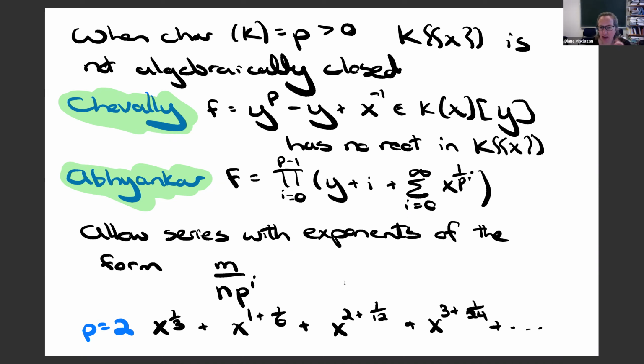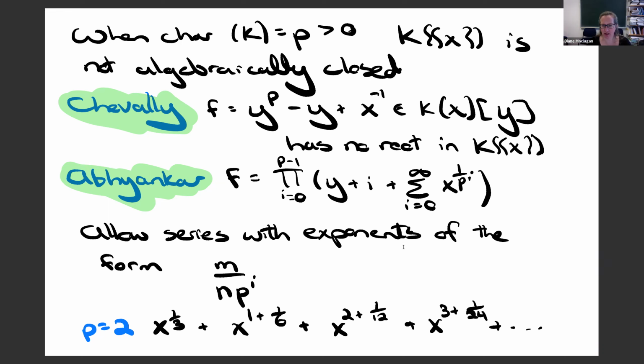Then Abhyankar pointed out that if I relax my definition of Poisson series a little bit, then I would get roots. In particular, this f factors as the product of y plus, as i varies, a sum of x to the 1 over p to the i. So if p were 2, this would be x to the half plus x to the quarter plus x to the 8th plus x to the 16th, etc. This is not a Poisson series, because for any given Poisson series the exponents have to have a common denominator, and here I'm letting my exponents get larger and larger. So my denominators get larger and larger, but they are all powers of p.